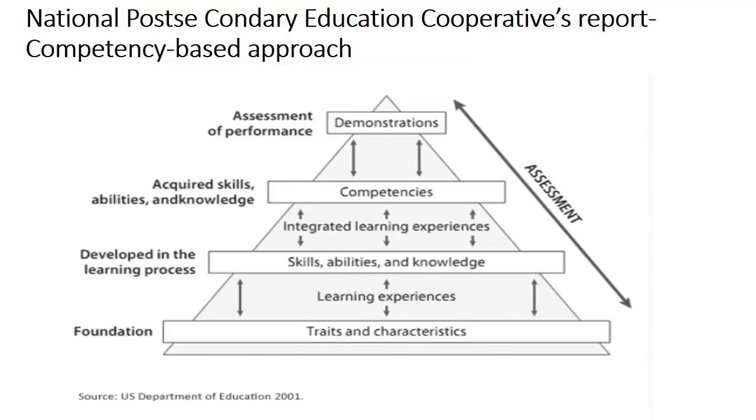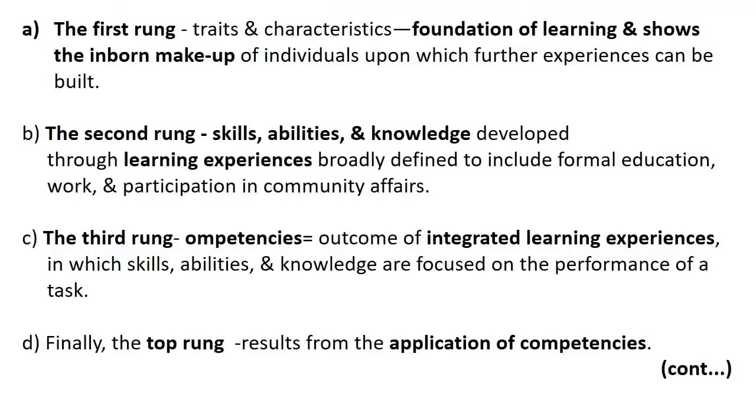Now I'm going to describe each of these, and if you are assessed in an assignment or a test, you will also be expected to comment on each of these. The first rung, as we said, is the traits and characteristics, and that refers to the foundation of learning, and it shows the inborn makeup of individuals upon which further experiences can be built. Then, if that rung is fulfilled, we come to the second one, which is the skills, the abilities, and the knowledge, which is developed through learning experiences, broadly defined to include formal education, work, and participation in community affairs.